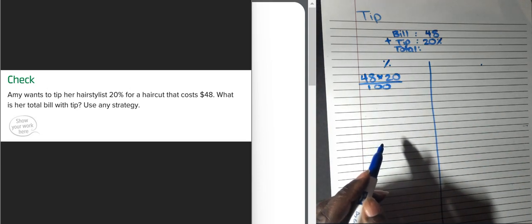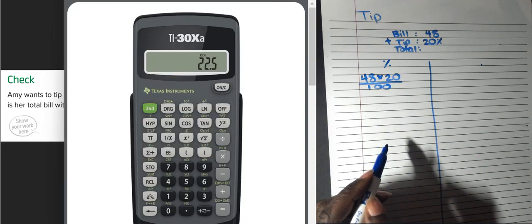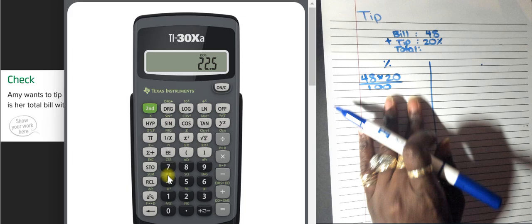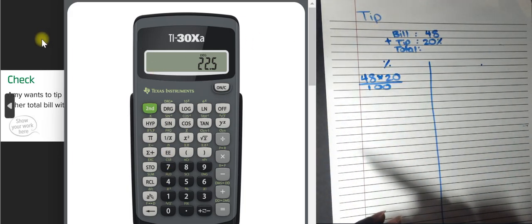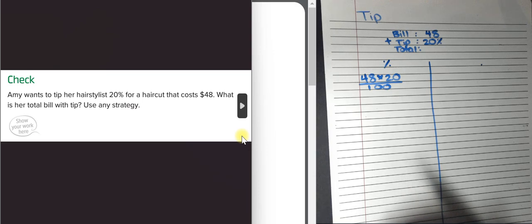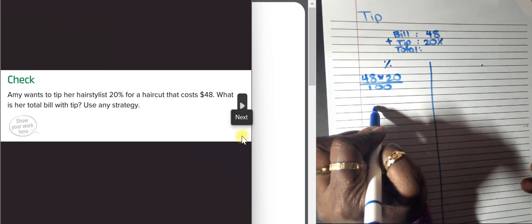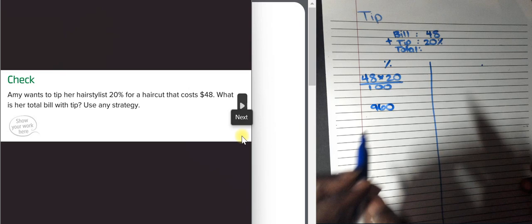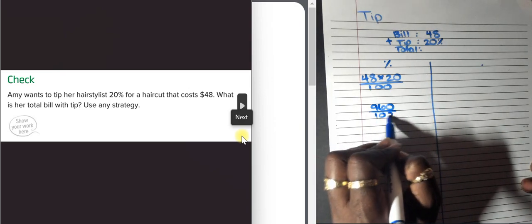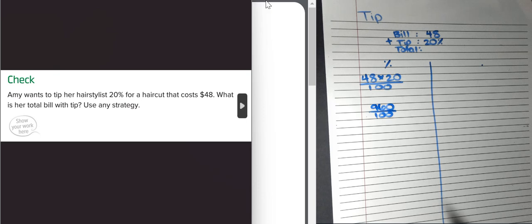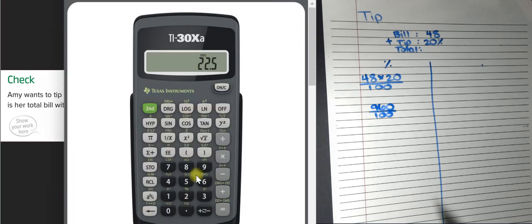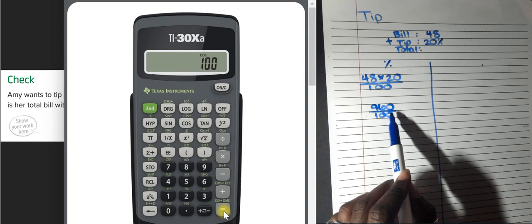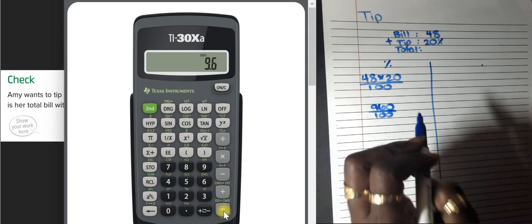So 48 times 20. I know that 48 times 2 is 96. And then I add a zero. So 48 times 20 is actually going to give me 960. You can do the math if you need to. But I know that 48 times 20 is 96, and then add a zero behind there. And then we're going to divide that by 100. Okay. So we have 960 divided by 100. And I could use base 10, but 960 divided by 100 is going to give me 9.6 because I'm just going to move my decimal two places. Right. So, and that's what we have here.